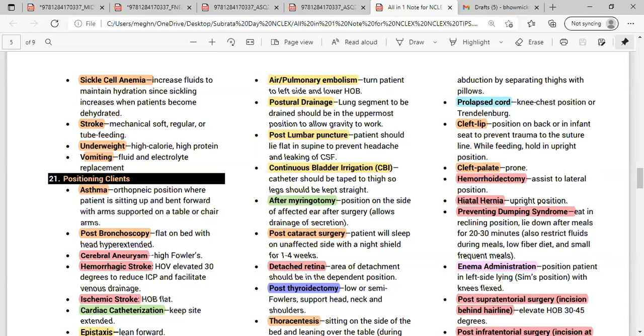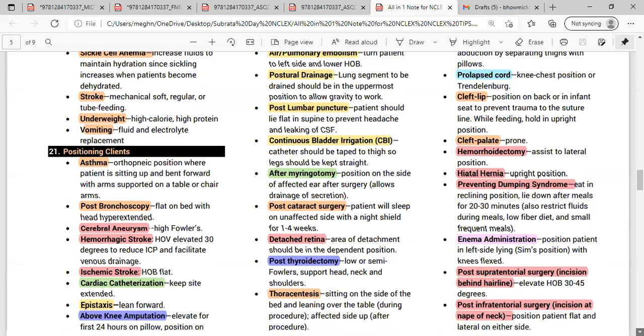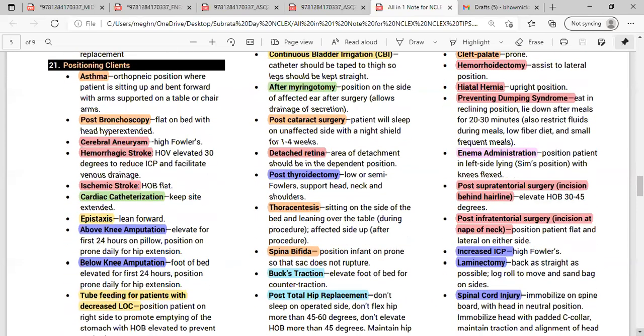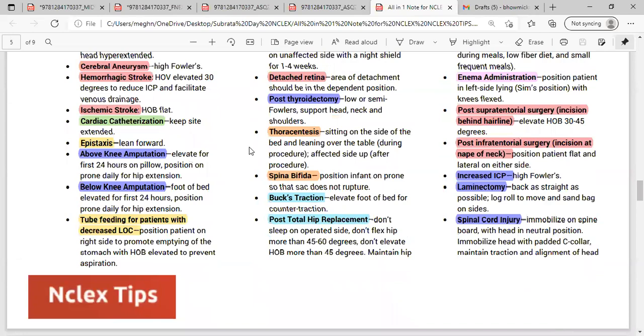In case of thoracentesis, where you want to collect the fluid from the pleural space, the patient sits on the side of the bed and leans over the table. Or after the procedure, side up is good. After the procedure, it is side up.